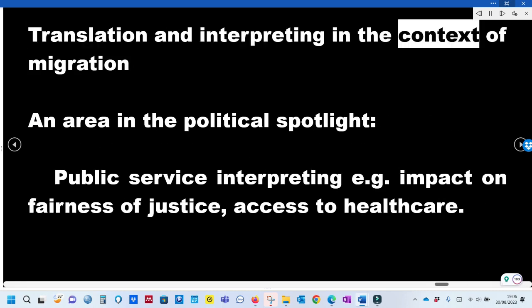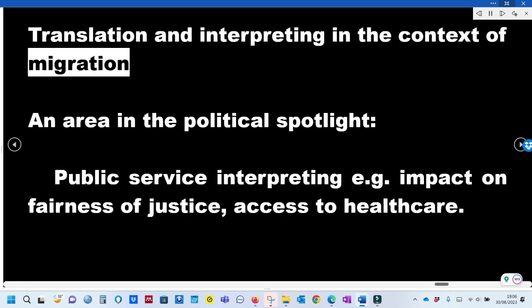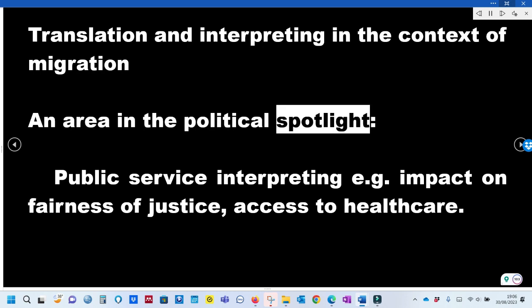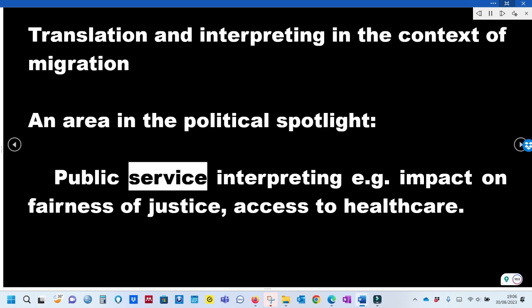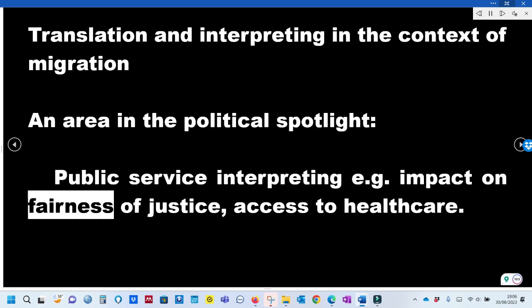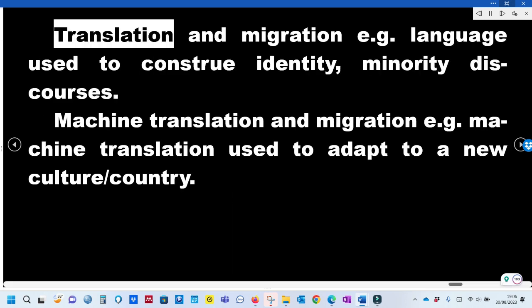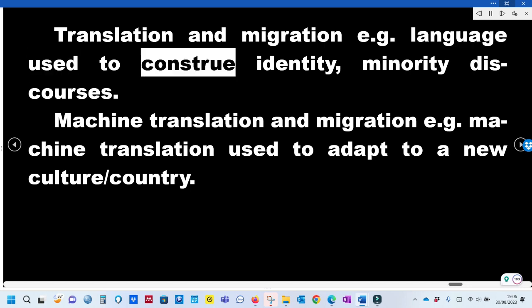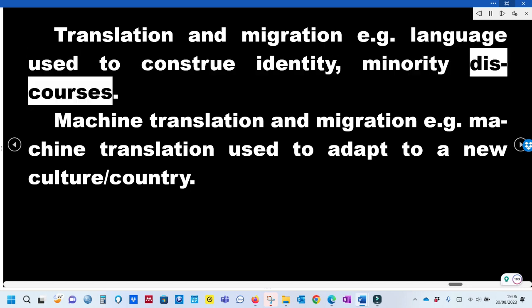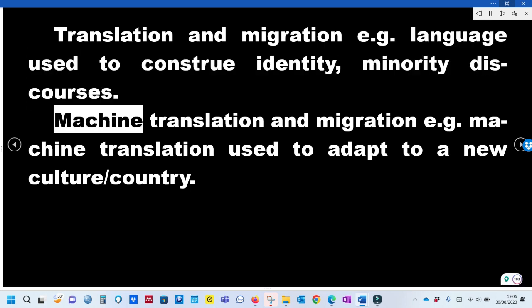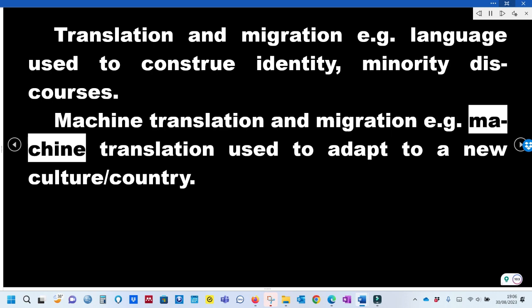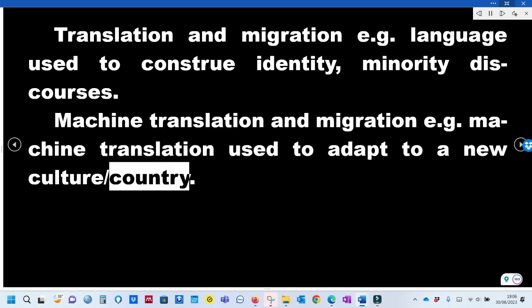Translation and interpreting in the context of migration. An area in the political spotlight. Public service interpreting, e.g. impact on fairness of justice, access to healthcare. Translation and migration, e.g. language used to construe identity, minority discourses. Machine translation and migration, e.g. machine translation used to adapt to a new culture or country.